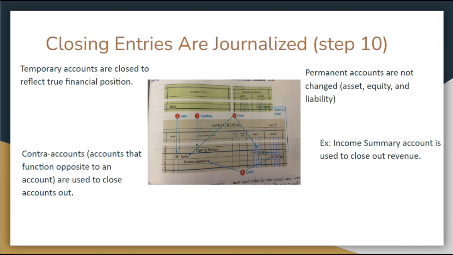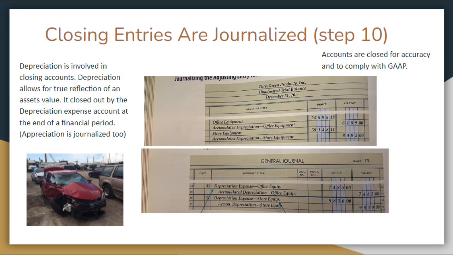So let's say a company has like cars that are used for its business, right? You wouldn't reset that account because the cars simply still have that value, and that's already taken care of with depreciation. Which leads into the next step. When the closing entries are journalized, depreciation is also taken into account. So over time, the equipment that a business uses will obviously deteriorate, and depreciation allows for a true reflection of an asset's value. And at the end of the fiscal period, it is closed out by the depreciation expense account. Depreciation will also be journalized, and accounts are closed for accuracy and to comply with general accounting principles.